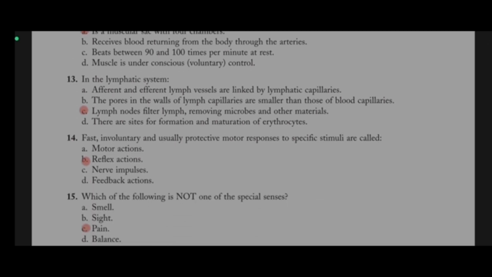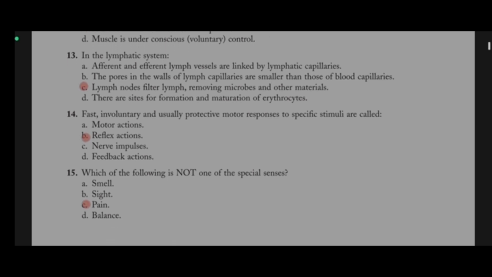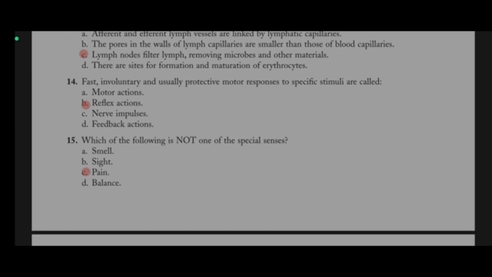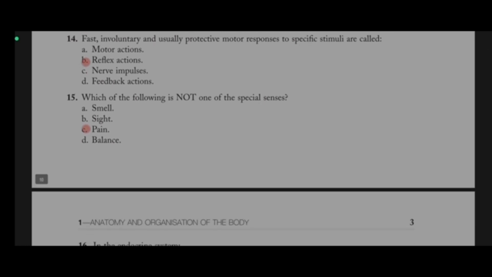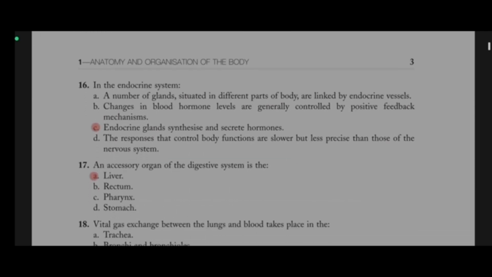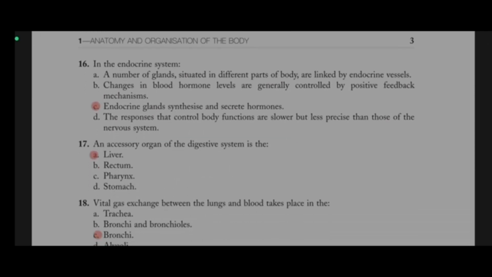Number 13, in the lymphatic system, lymph nodes filter lymph, removing microbes and other materials. Number 14, fast, involuntary and usually protective motor responses to specific stimuli are called reflex actions. Number 15, which of the following is not one of the special senses? Pain. Number 16, in the endocrine system, endocrine glands synthesize and secrete hormones.